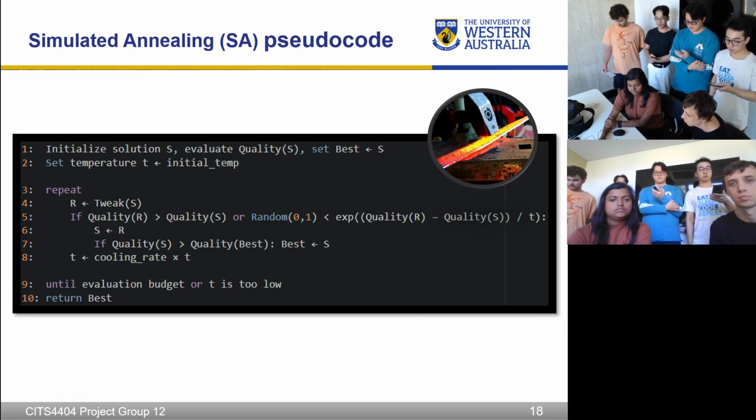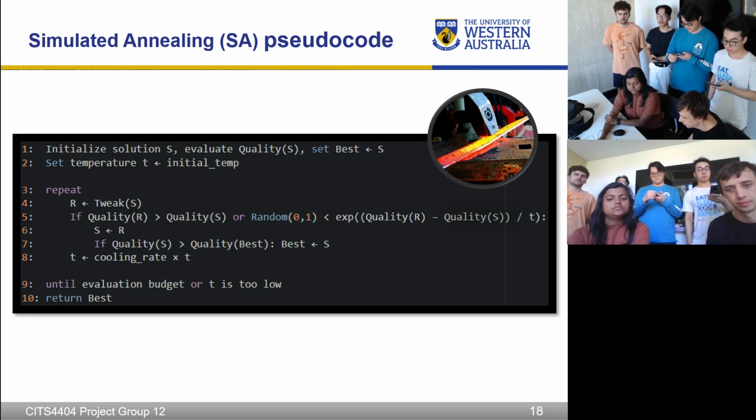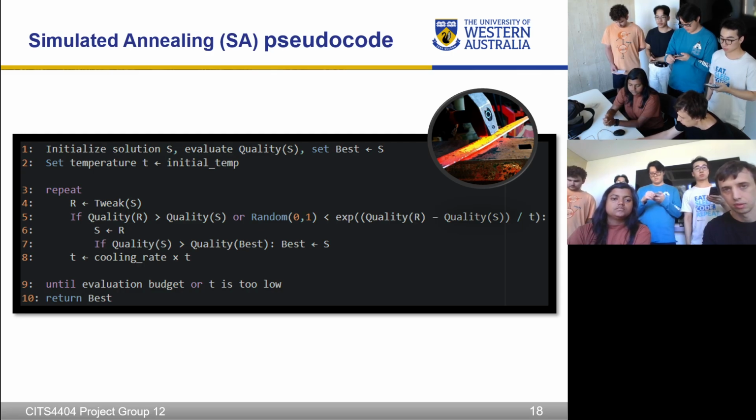Simulated annealing, in contrast, operates on a single solution. Instead of maintaining a population, it tweaks the current solution slightly and sometimes accepts worse moves, depending on the temperature and the probability. As the temperature decreases, the algorithm becomes less likely to accept worse solutions, focusing more on exploitation.